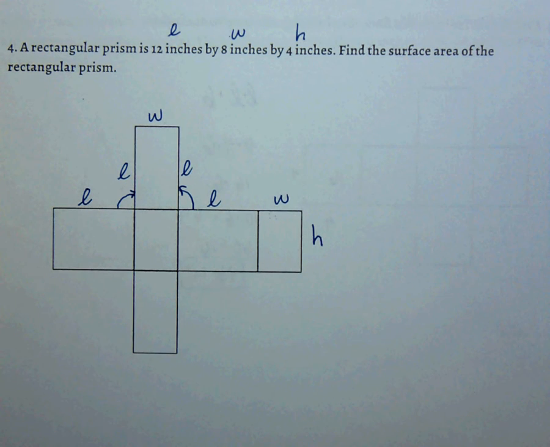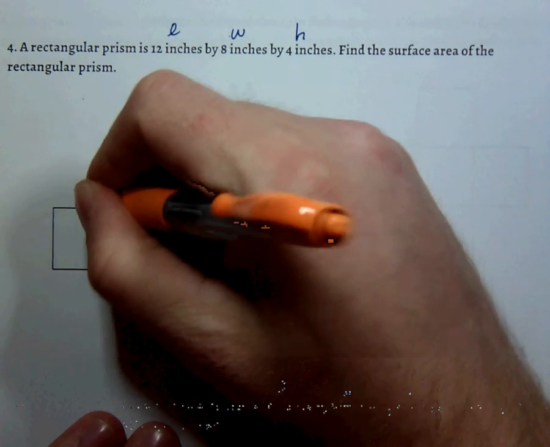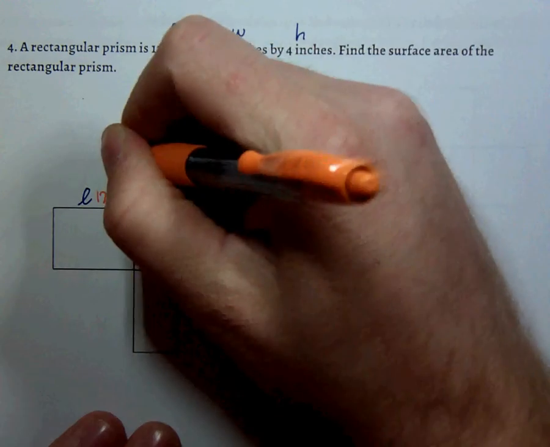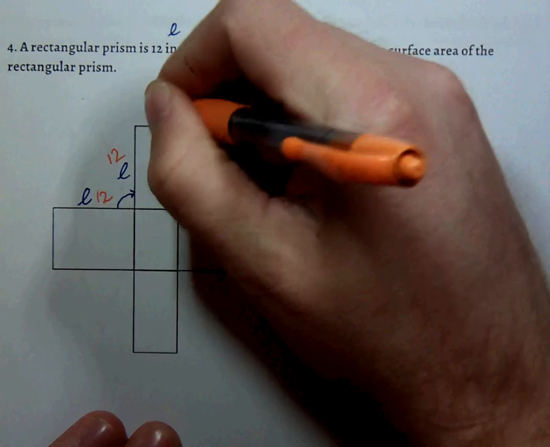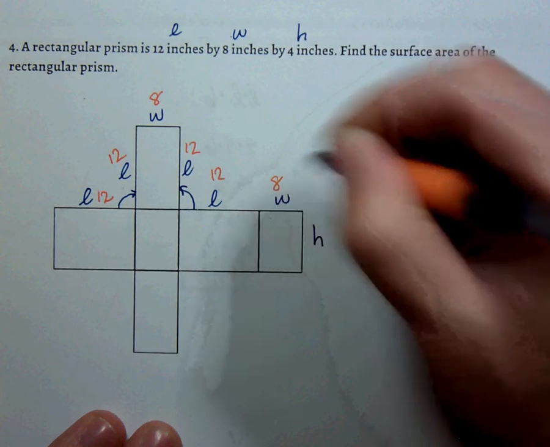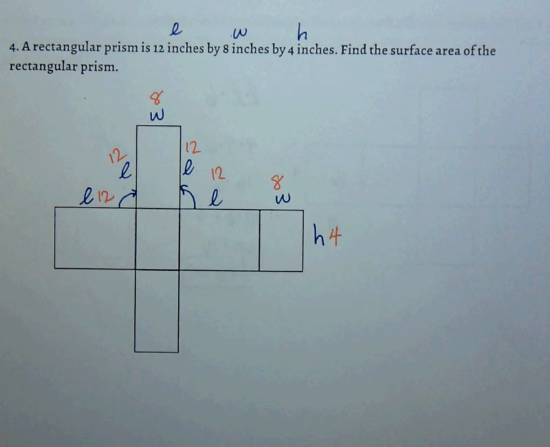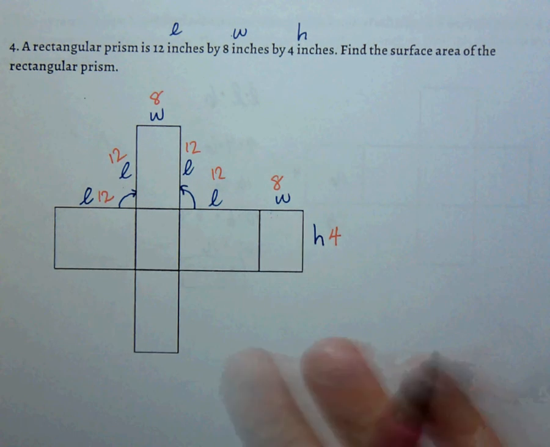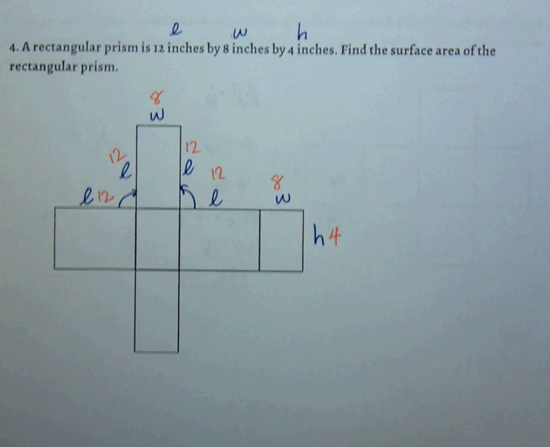So if we know that, I'm going to write them in a different color so it's easier to see. We have 12, 12, 8, 12, 12, 8, 4. So those are the side lengths of this. Those are the side lengths of this. And so now let's find the area of each rectangle.